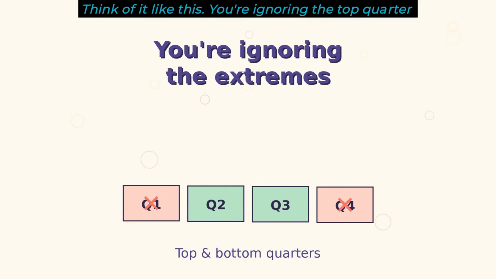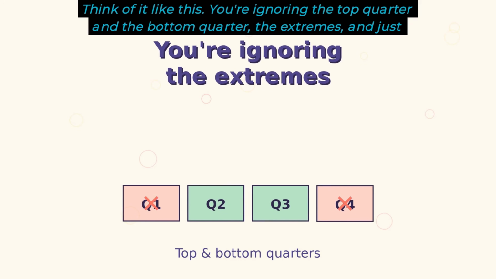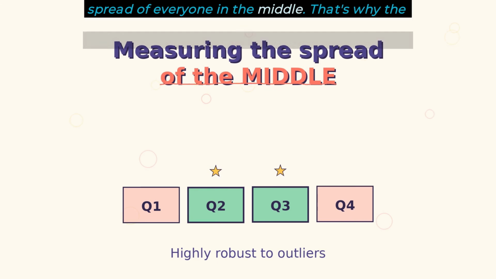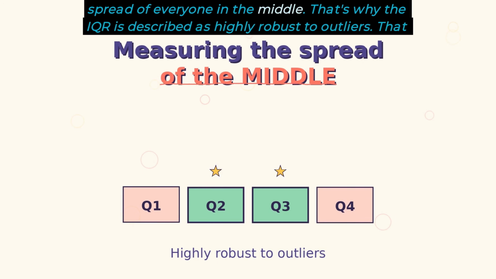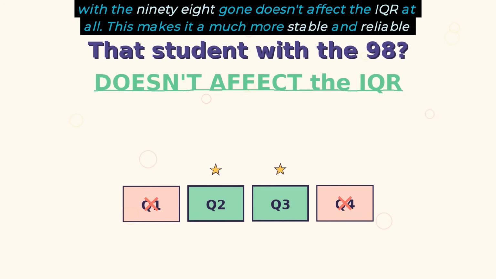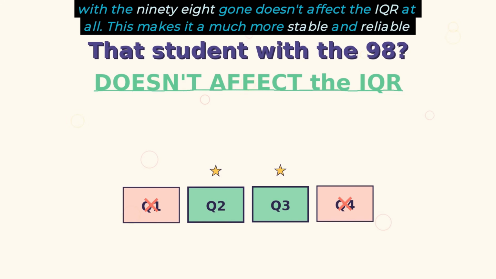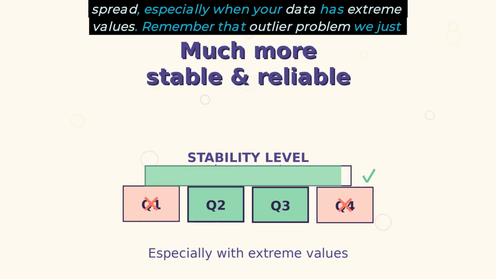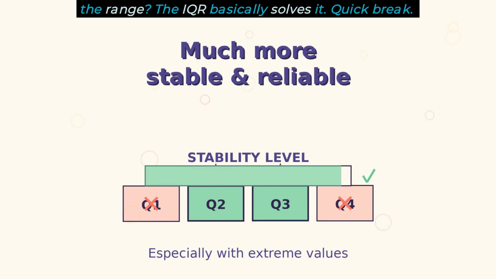Think of it like this. You're ignoring the top quarter and the bottom quarter, the extremes, and just measuring the spread of everyone in the middle. That's why the IQR is described as highly robust to outliers. That one student with the 98 doesn't affect the IQR at all. This makes it a much more stable and reliable measure of spread, especially when your data has extreme values. Remember that outlier problem we just talked about with the range? The IQR basically solves it.